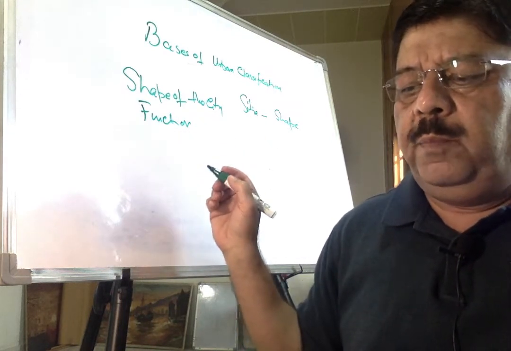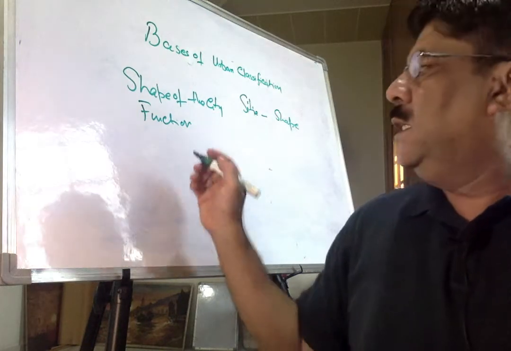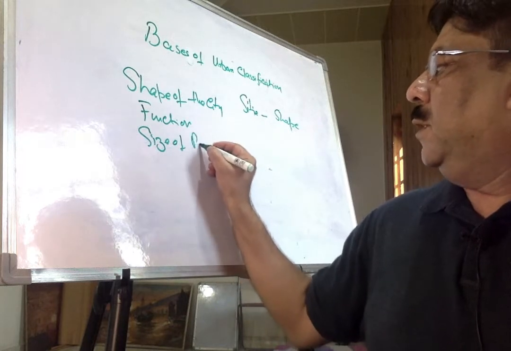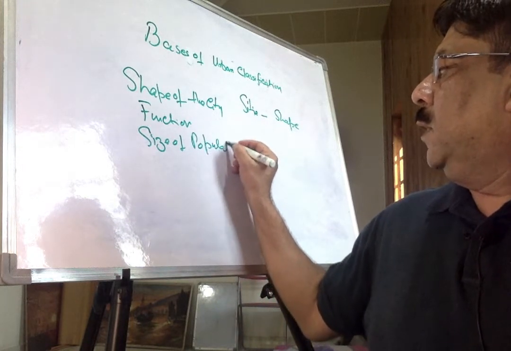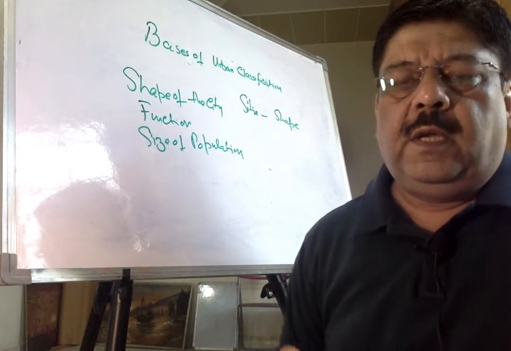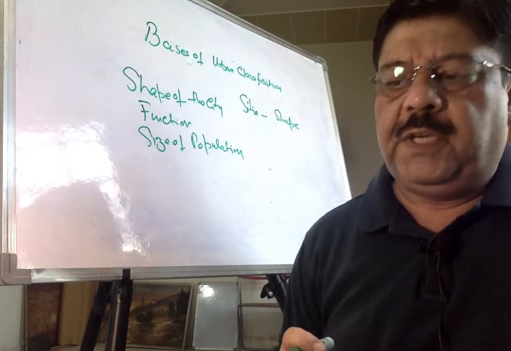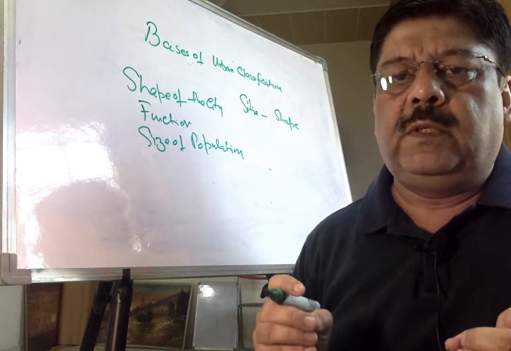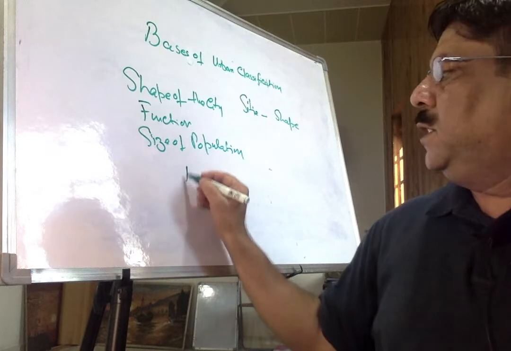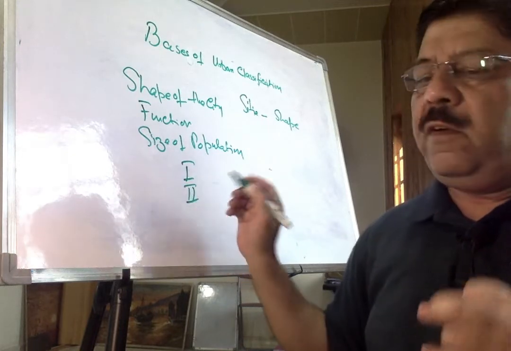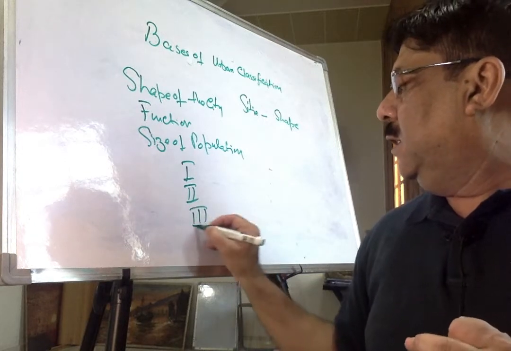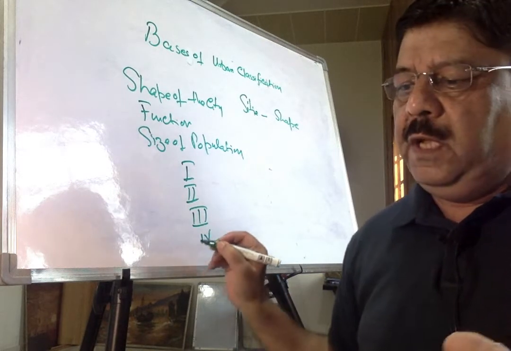Third, and very important, is the size of population. Size of population also is an important basis of the classification of cities. How do we define the city, like tier 1 city, tier 2 city, tier 3 cities, tier 4 city?